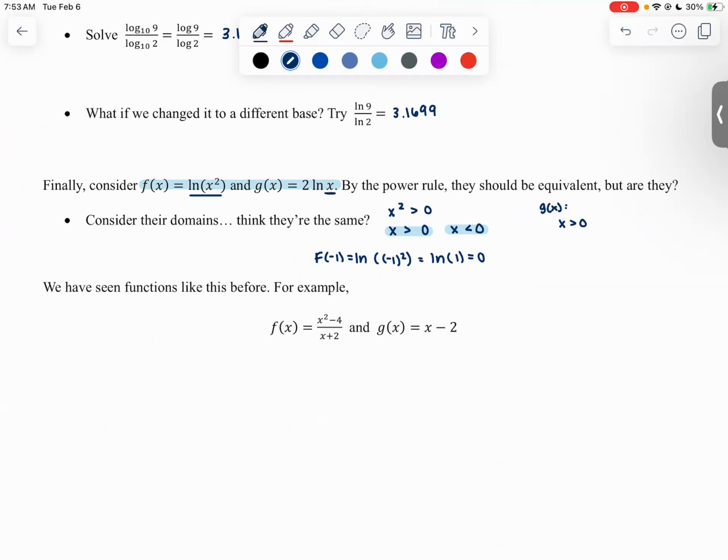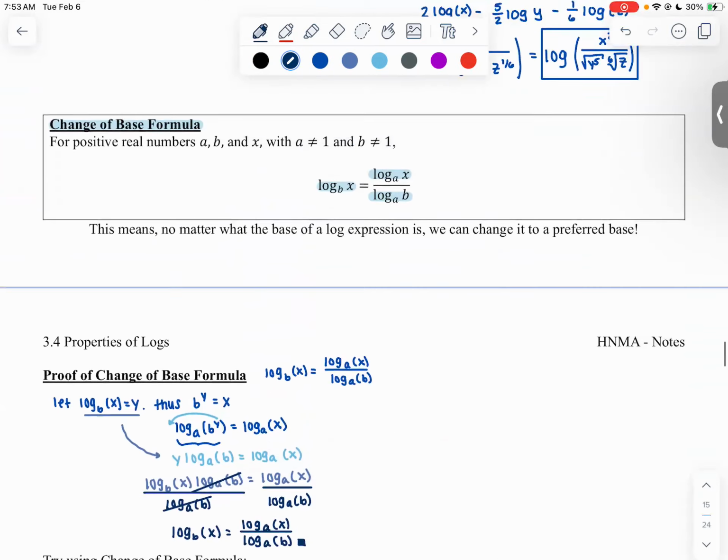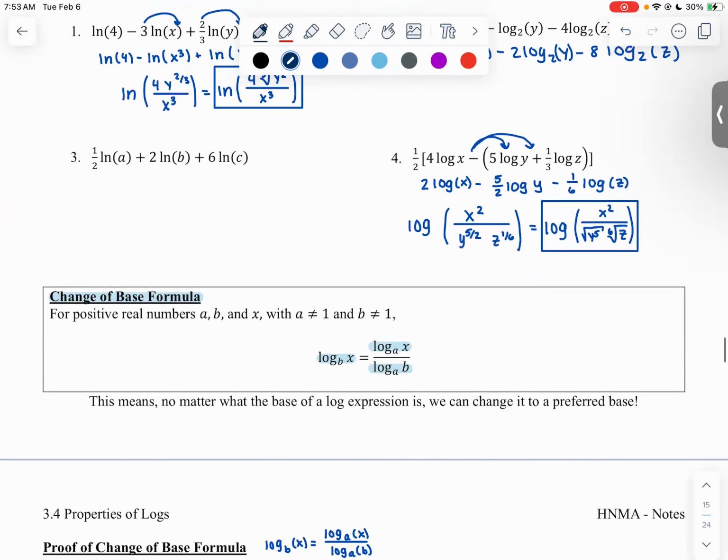So all that being said, this does round out all of our properties of logs. You have the 3 that we covered during class, and then this change of base formula. With this being said, you should be able to try out that homework. And if you have any questions, let me know.